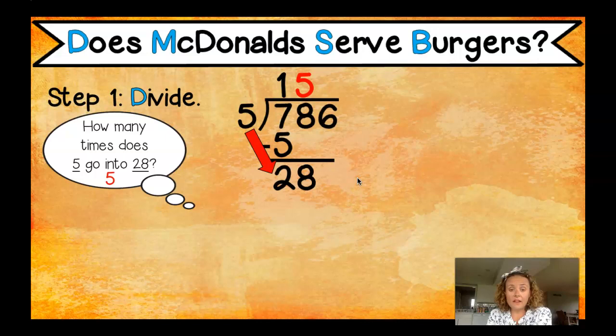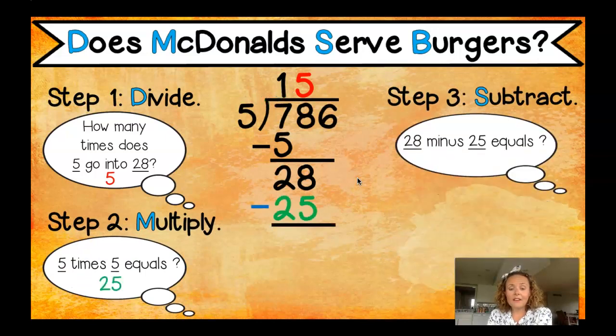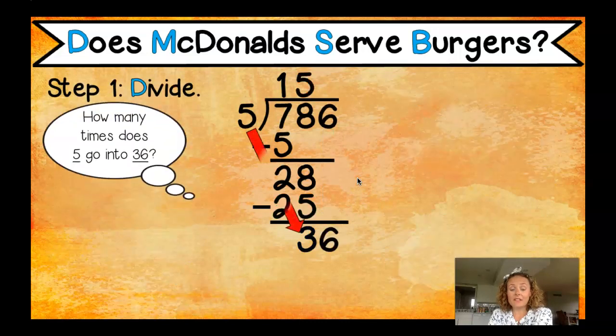So we've done our divide. What do we do next? Multiply. 5 times 5 is 25. 28 minus 25 is 3. Bring down that 6. How many 5s fit into 36? Yeah, 7 5s fit into 36.